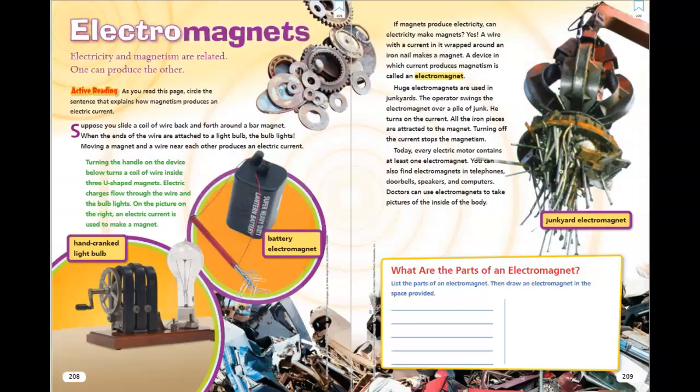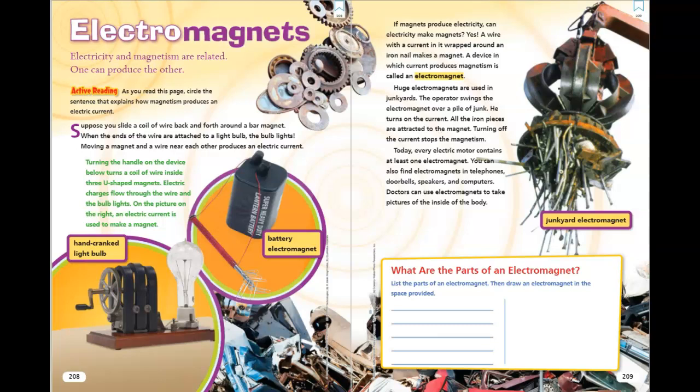Electromagnets. Electricity and magnetism are related. One can produce the other. Suppose you slide a coil of wire back and forth around a bar magnet. When the ends of the wire are attached to a light bulb, the bulb lights. Moving a magnet and a wire near each other produces an electrical current. If magnets produce electricity, can electricity make magnets? Yes. A wire with a current in it wrapped around an iron nail makes a magnet. A device in which current produces magnetism is called an electromagnet.